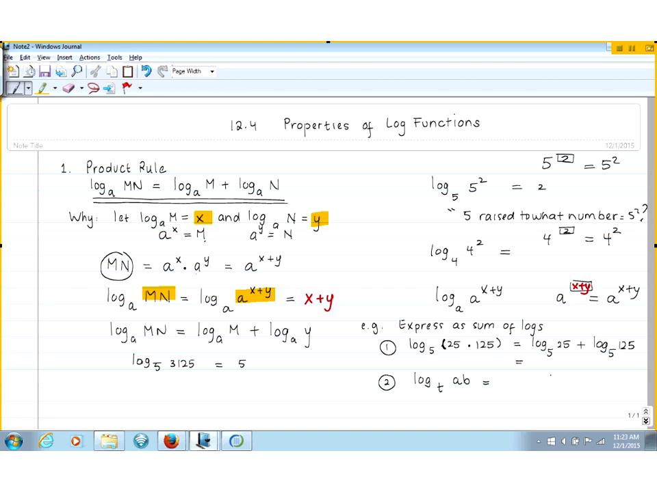Now, what is log base 5 of 25? 2. What is log base 5 of 125? 3. So 2 plus 3 is 5. Yes. So same thing, if you multiply, but the question is asking to express as a sum of logs. That's why we separate them. Of course, you can multiply.